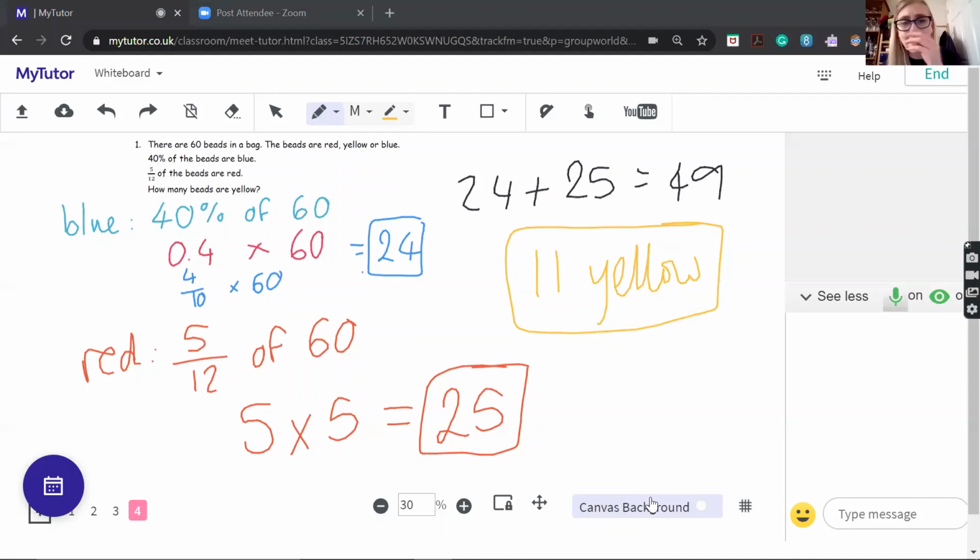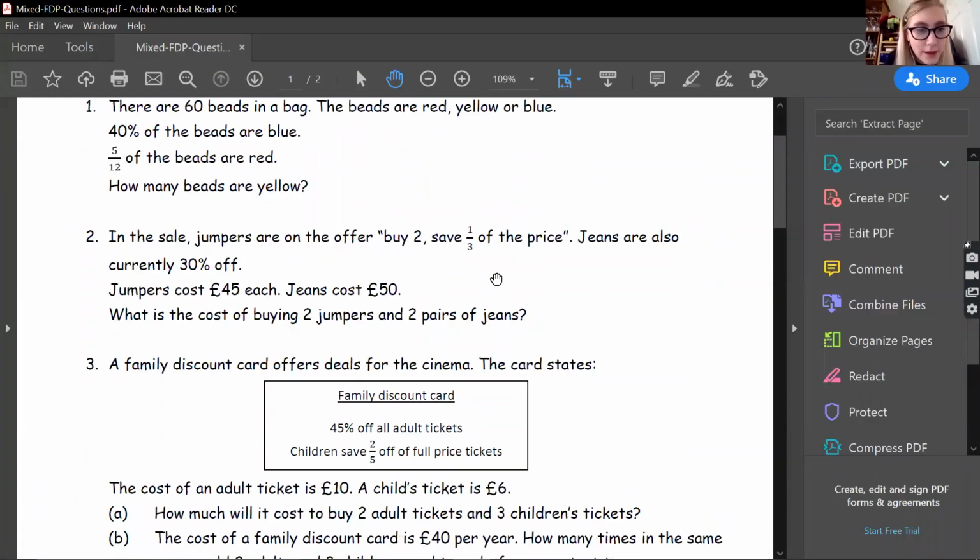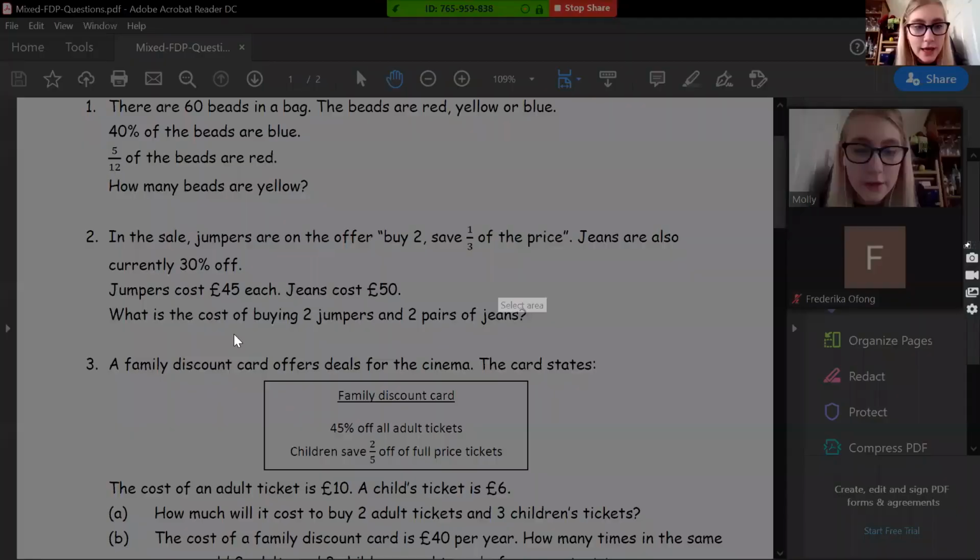Again, someone said, what level is this? I would say that this is around a level 5 or 6. 5 question? I'm not 100% sure, sorry. I think it's around that. Let's have a look. Yeah, let's do this one.